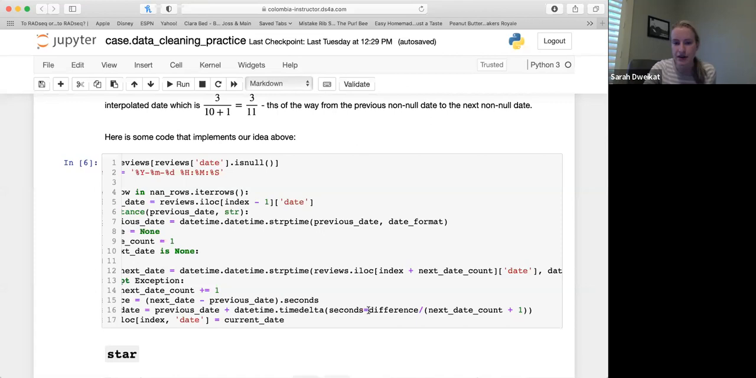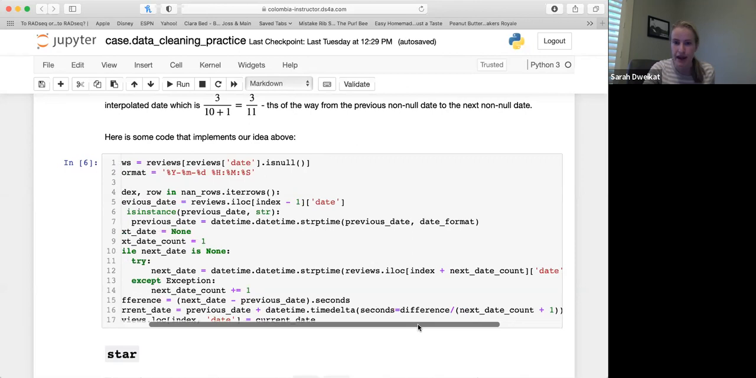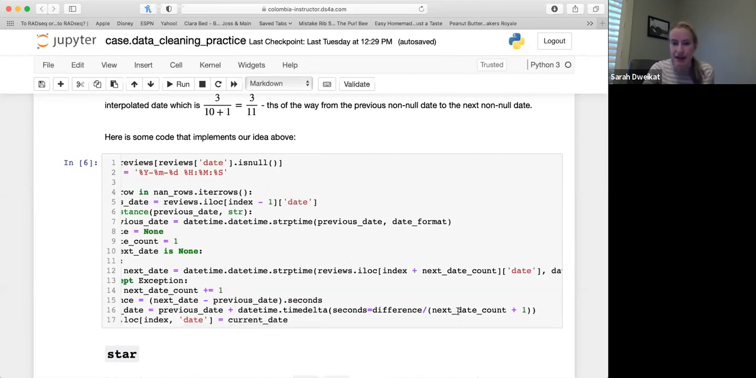So what we're doing here is taking the difference, which we defined here as next date minus previous date in seconds, and we're dividing that by next date count plus 1. If you remember, we got our next date count to count how many blocks we're missing. Like I said, we could have 1 or 5 or 10, but we discussed up here that if you have 10 missing blocks, you really need to take 11 in order to get the proper number of increments to fill in all of your missing values.